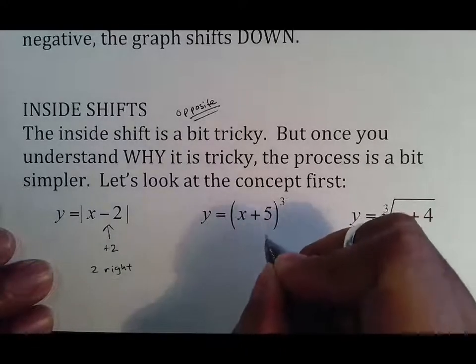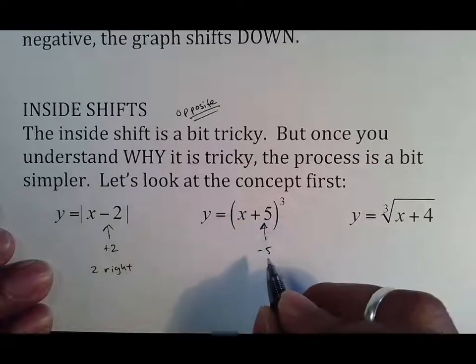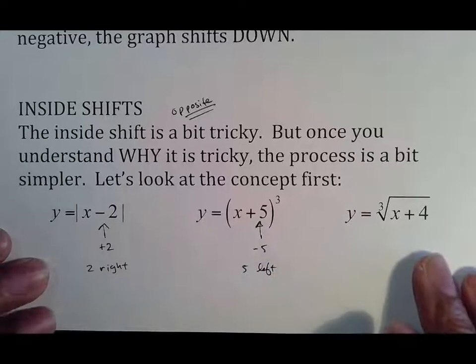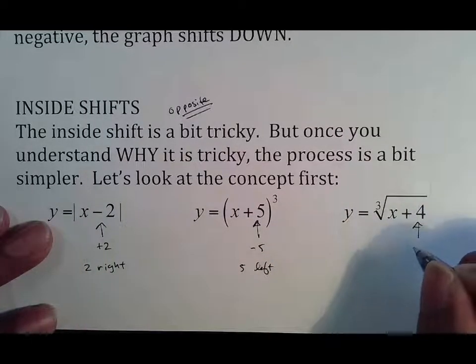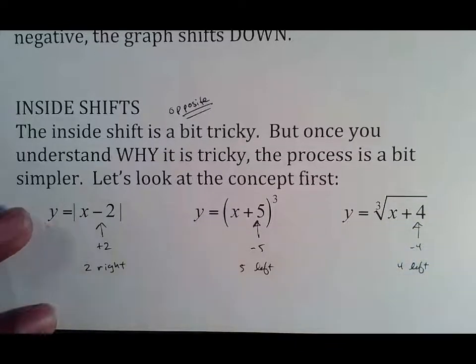So again, this 5 is on the inside, but I would view it as the opposite, which means negative 5, and in terms of left and right, this would be 5 left. This 4 is also on the inside, but I would view it as a negative 4, which in terms of left and right would be 4 left.